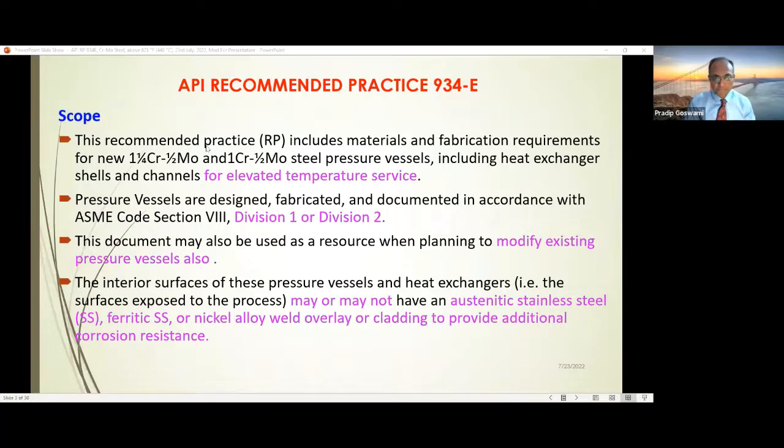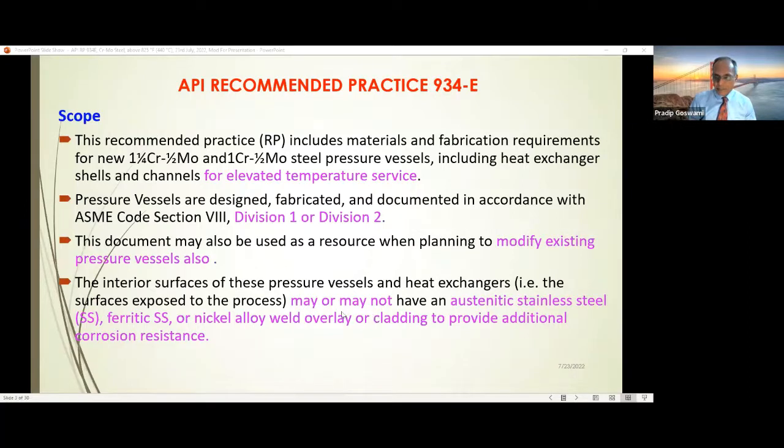It deals with many other materials, but 934C talked about the same material for a lower service application regime. What this 934E talks about is an RP which involves 1¼ chrome half moly and 1 chrome half moly steels for vessels, exchangers, and elevated temperature service. They could be fabricated to Section 8 Div 1 or Div 2. This document may also be used as a resource when planning to modify existing pressure vessels.